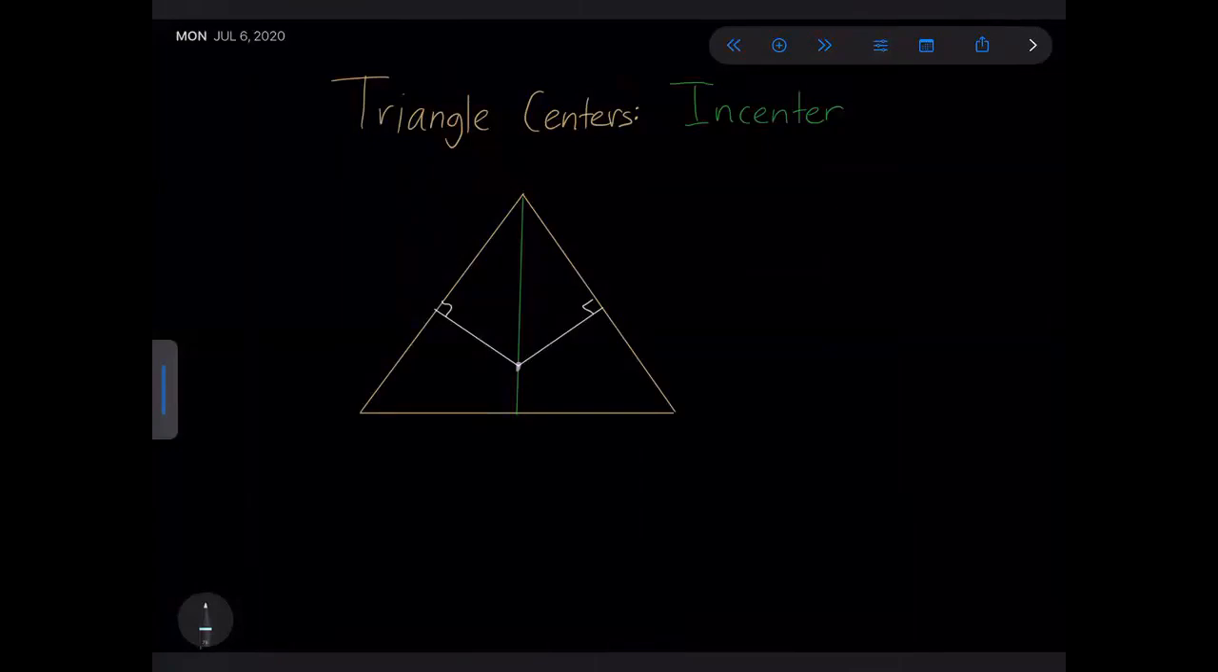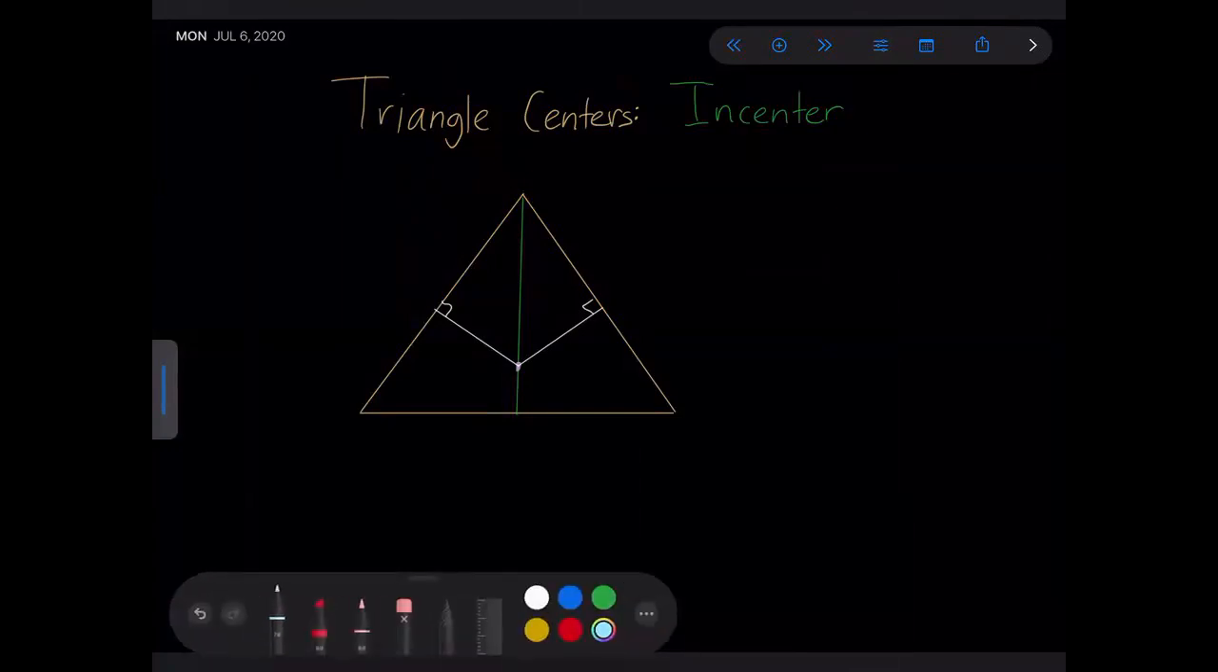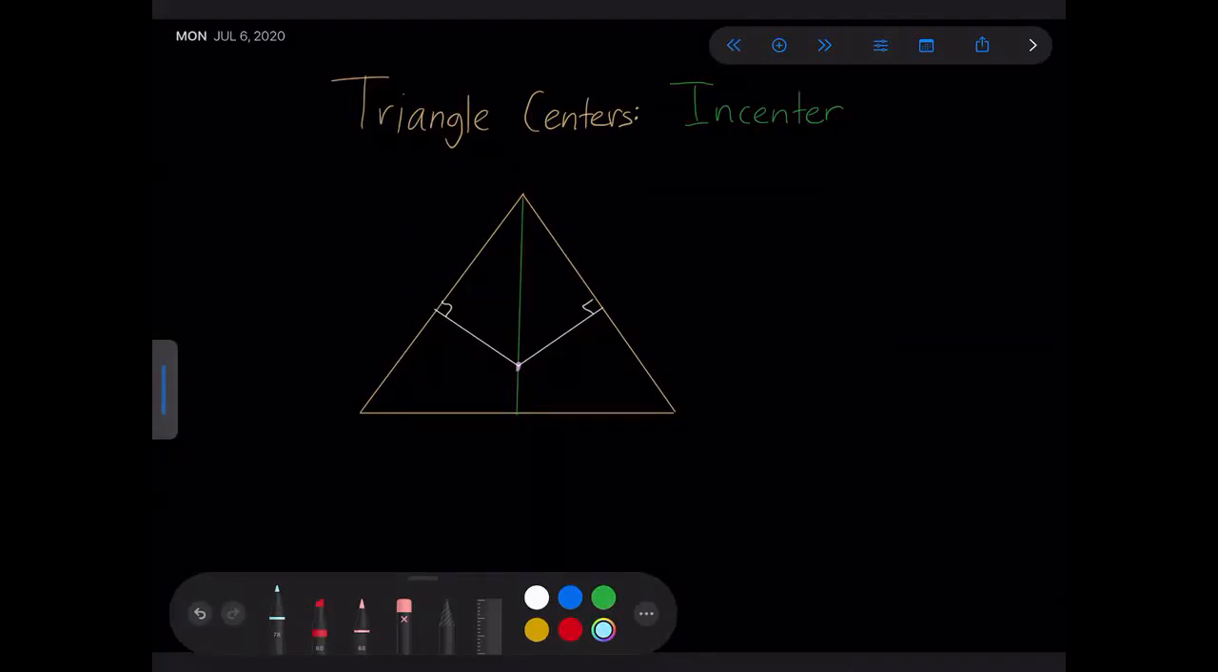If you don't know what the centers of triangles are, there are three important centers that you need to know. The first one is called the incenter. The incenter is a point that is equidistant from all line segments of a triangle. How do I describe that? Well, how do you derive it?